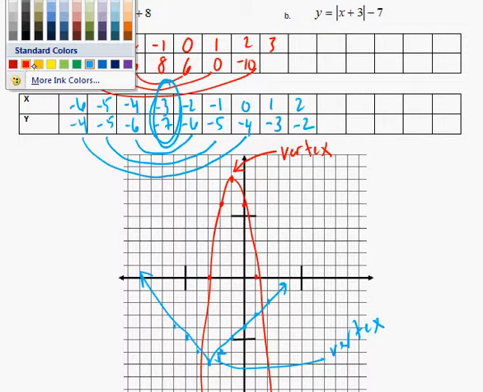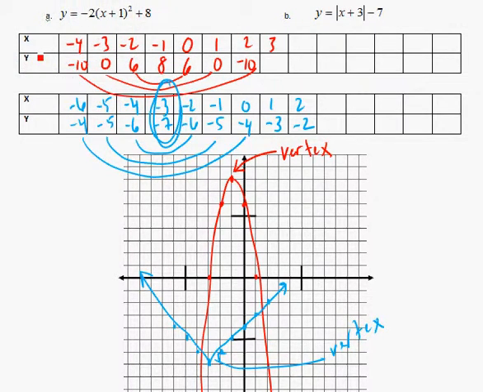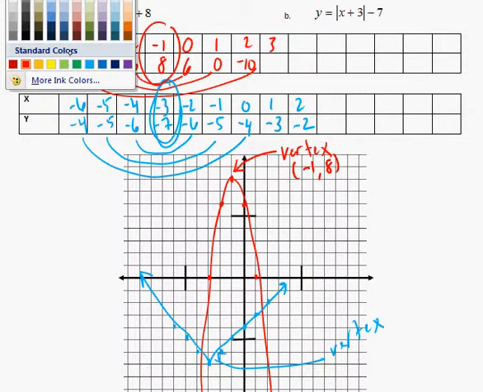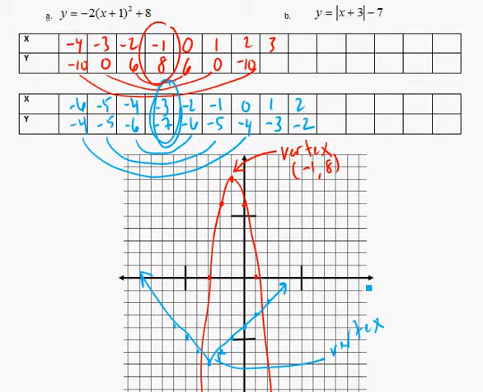The same is true of the graph in red. You'll notice that these y values are repeating themselves, and this point here, negative 1, 8, is the vertex. We say that these graphs have symmetry, which means that if we were to fold our paper along the vertical line that goes through the vertex, one part of the graph would end up on top of the other part of the graph. Now, as I said, the coordinates of the vertex are negative 1, 8 for this red graph, and the vertex of the blue graph is negative 3, negative 7.